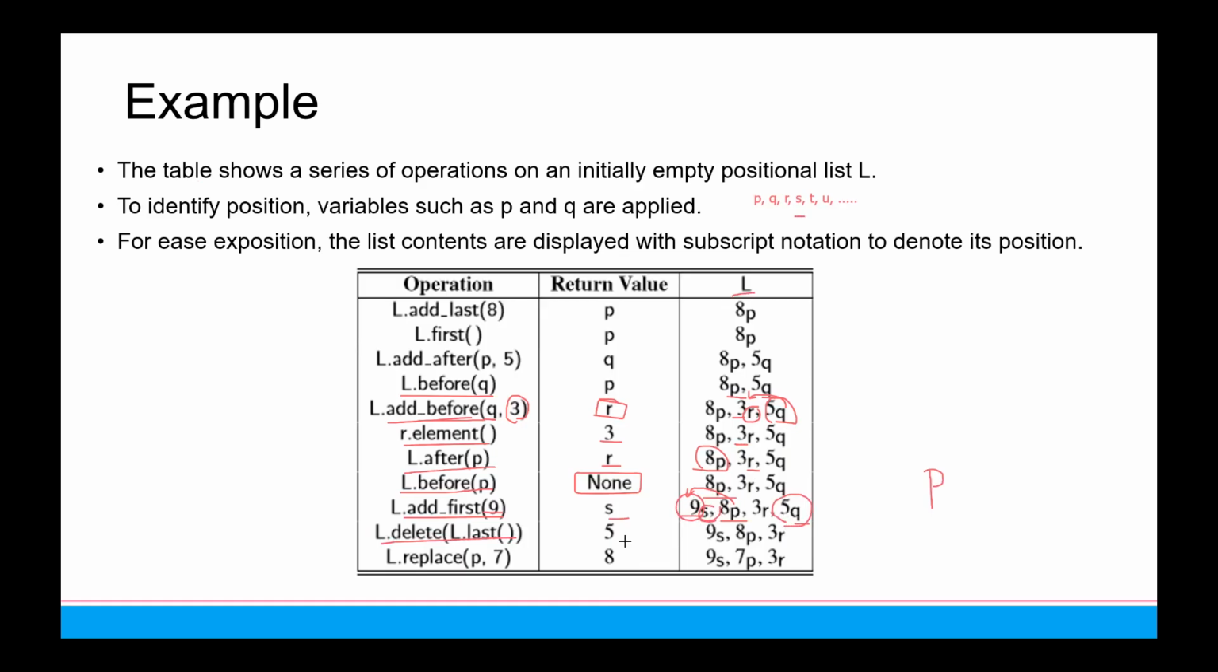We will remove it. And if we use replace, replace P with 7. The element at P previously is 8, but we will replace this one with 7. So the return value is the old element, which is 8. It will be showing that 8 now will be removed, and now it will be replaced with 7.